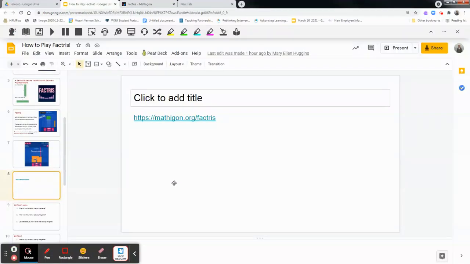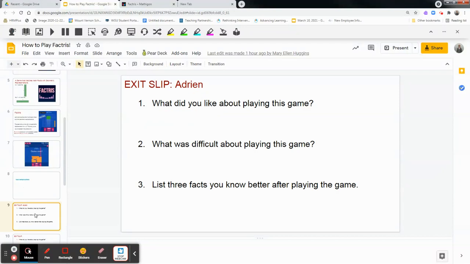Okay, so here's a slide that just has the link on it for you in case you need another go at it. And then I want you to be mindful of this last couple of slides. Each of you has an exit slip, and you can write right on the slide, right? And I just want you to write down what you liked about playing the game for number 1. What was difficult for number 2? What was difficult about playing the game? And number 3, just list 3 math facts that you now think you know better because of playing the game.